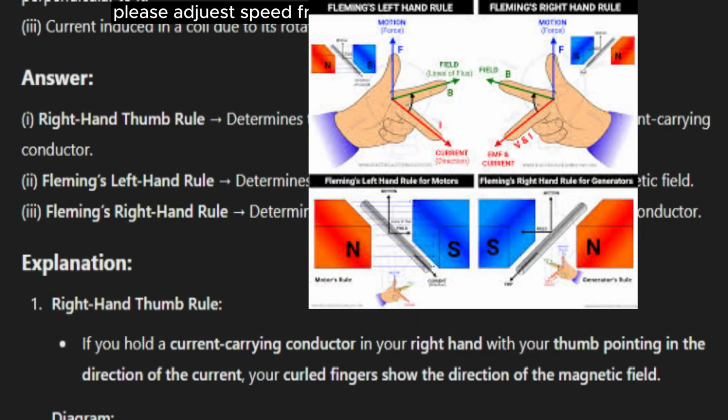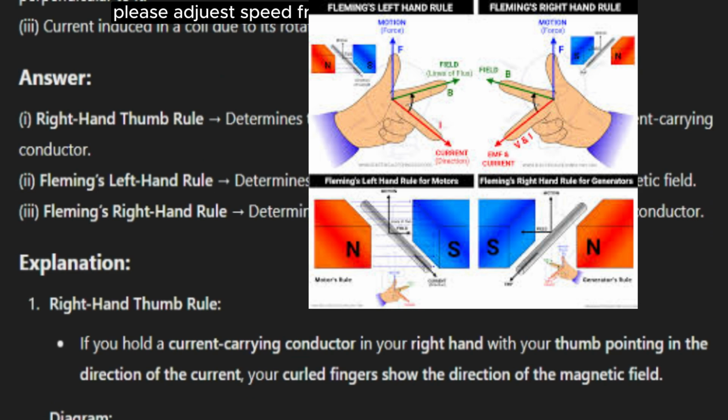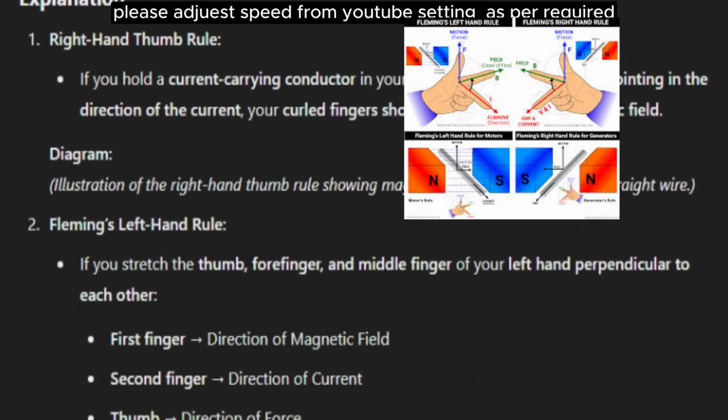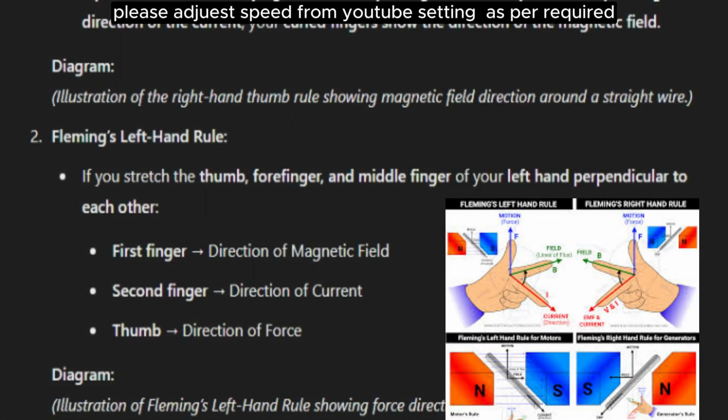Explanation. 1. Right-hand thumb rule. If you hold a current-carrying conductor in your right hand with your thumb pointing in the direction of the current, your curled fingers show the direction of the magnetic field. 2. Fleming's left-hand rule. If you stretch the thumb, forefinger, and middle finger of your left hand perpendicular to each other: First finger, direction of magnetic field. Second finger, direction of current. Thumb, direction of force.